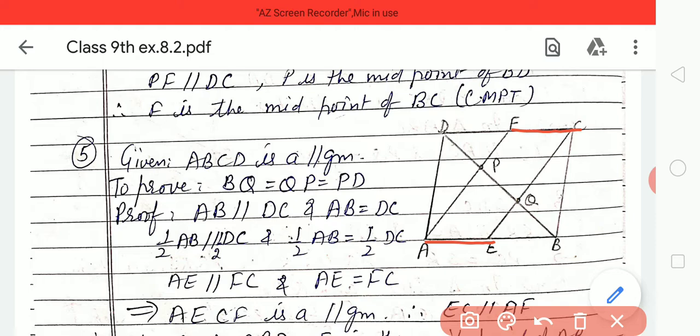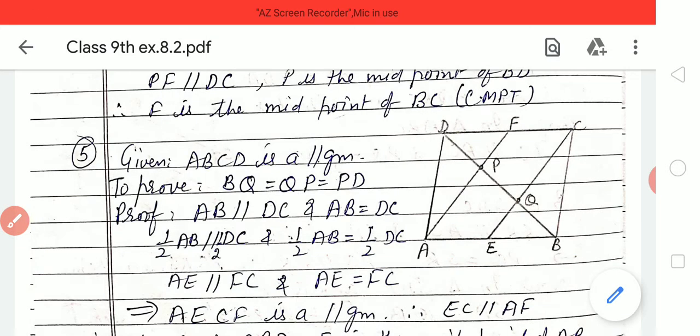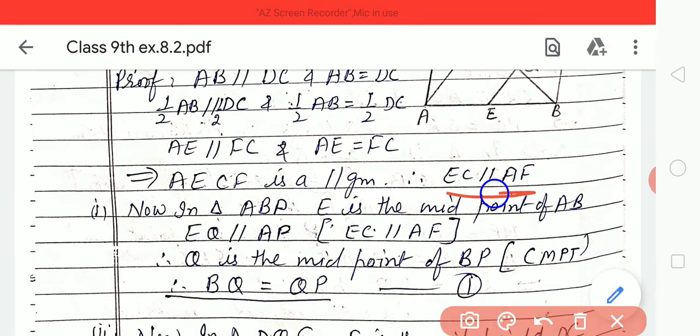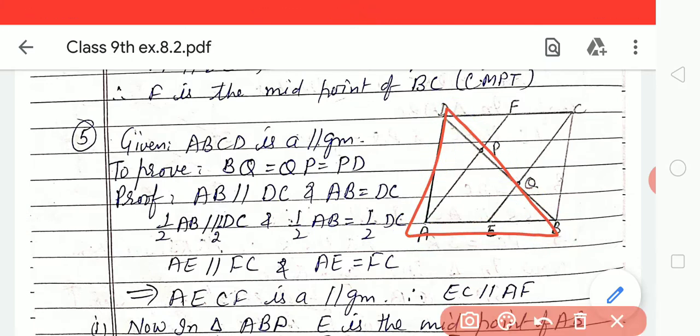Now we have shown that these are parallel sides and we have proved them parallel. So we can say that AEFC is a parallelogram, right? And if it is a parallelogram, you can take EC parallel to AF. Now in the triangle ABD, come to the figure, you can see the triangle ABD. Sorry, not in ABD, ABP. In triangle ABP, you are given E is the midpoint, so your EQ is half of AP and parallel to AP.